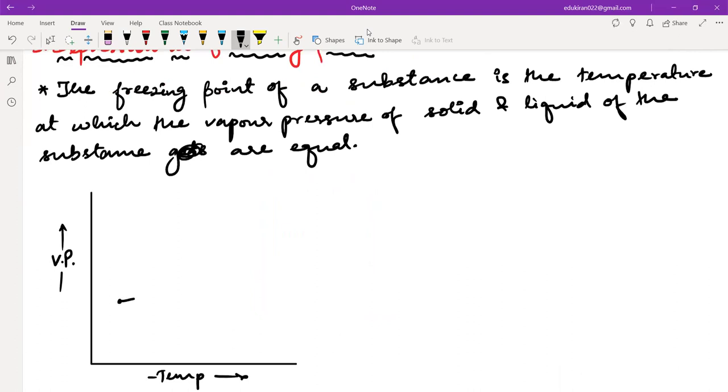So let us start from here. Let us see that these are the points where the substance is solid. Okay. Now, when the substance will become liquid, let us say that this is the point where the substance starts to become liquid. Here we are having pure solvent. Okay, there is no solute here. It is not a solution. We are having a pure solvent. Now, when it will become liquid, the increase in vapor pressure will be a bit drastic. So it will increase a bit drastically compared to the solid one. So it should start like this.